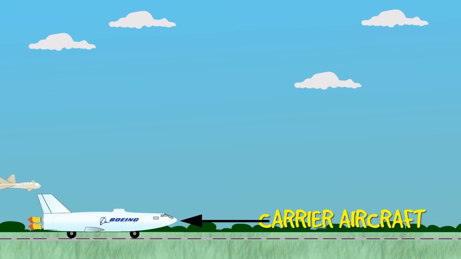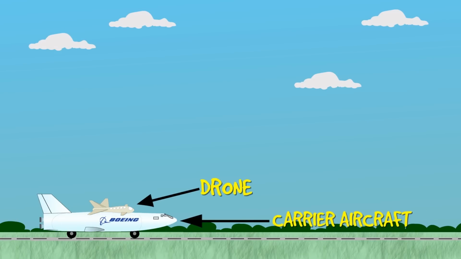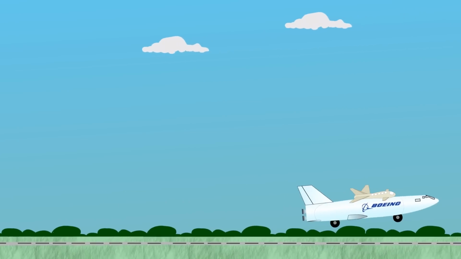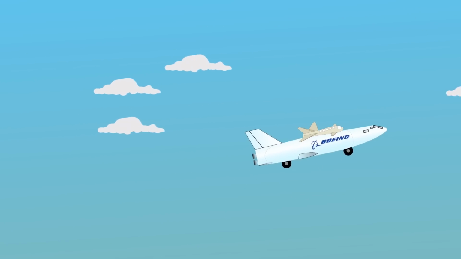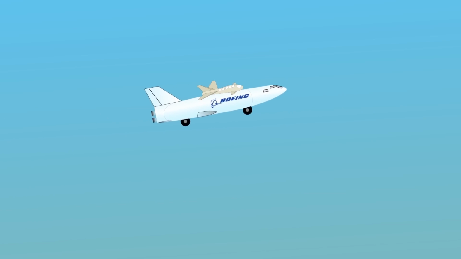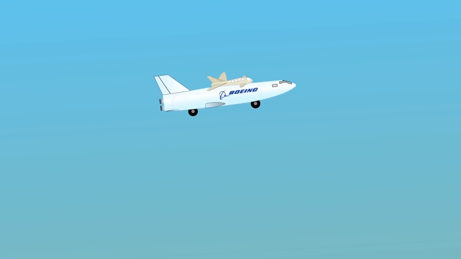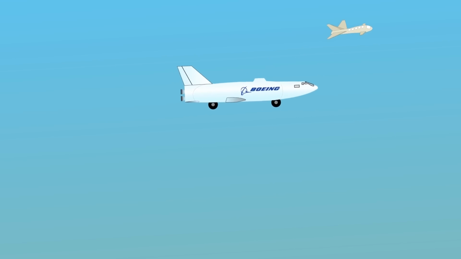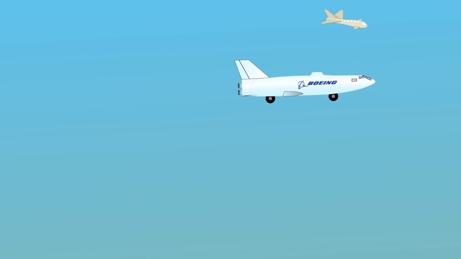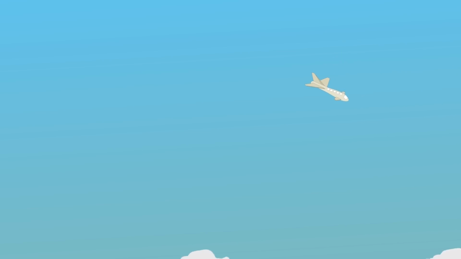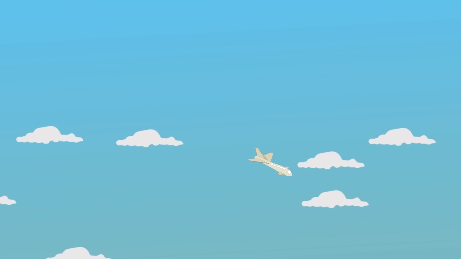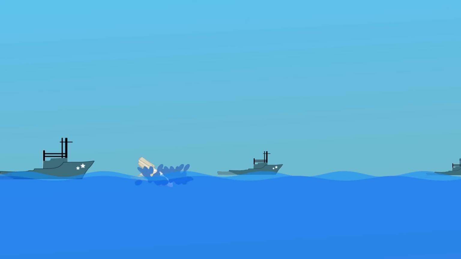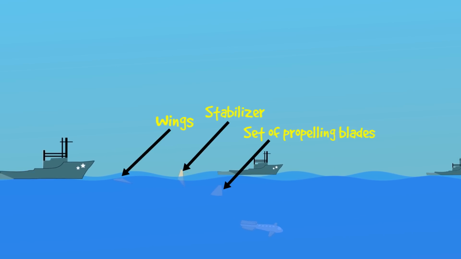First, a carrier aircraft takes the drone near to the target location. The drone is equipped with wings, stabilizer, and a set of propelling blades to enable it to fly efficiently. However, these parts do not aid when driven underwater. On the contrary, they are dead weight and increase drag underwater. So upon entering the water, these parts are automatically separated from the drone.